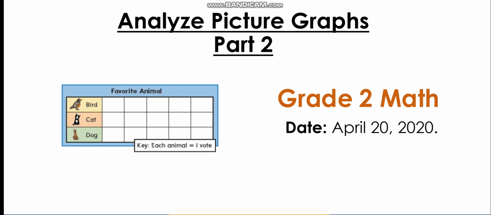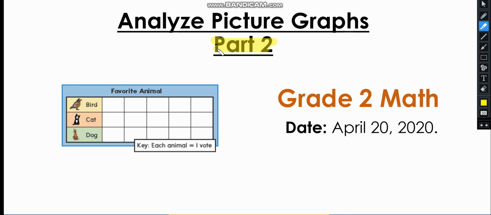What is math lesson today? Math lesson is analyze picture graphs. But this is part 2. Yesterday we start part 1. This is part 2. Let's make a quick review about what did we learn.